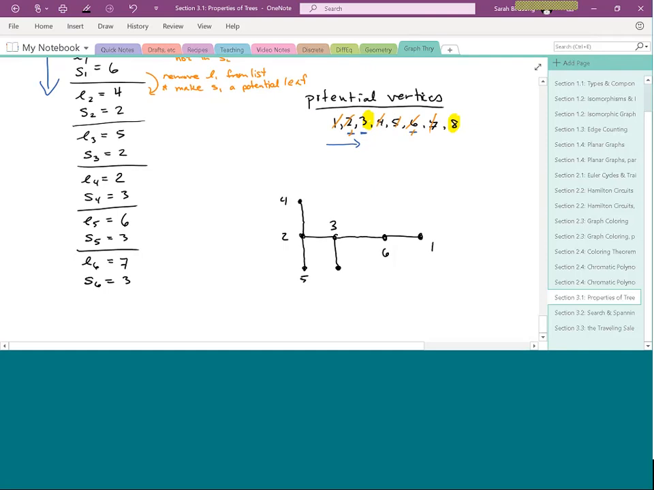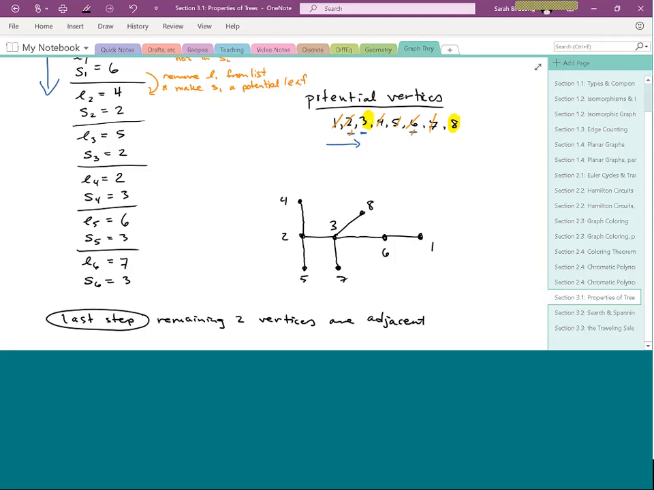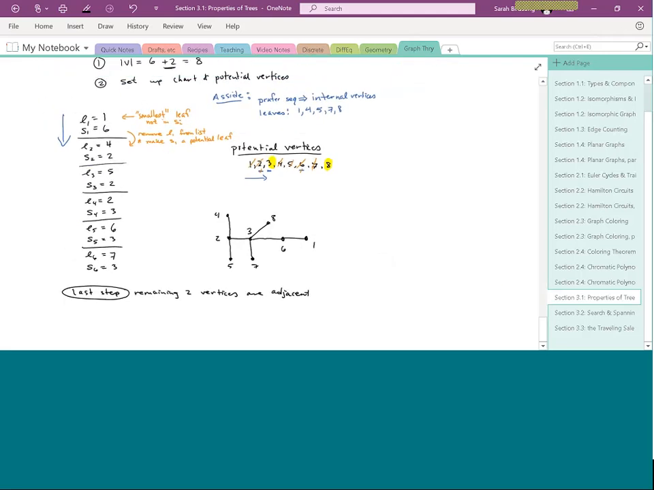So last step, remaining 2 vertices are supposed to be adjacent. In our case, oops, didn't put 7. That's embarrassing. 3 and 8. Okay. Now, does this graph look identical to the original graph that we had before? Well, the answer is no, it doesn't look identical, but is it isomorphic?